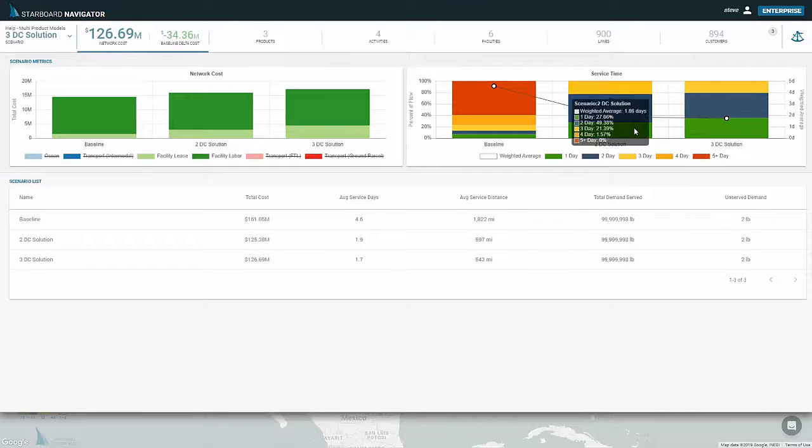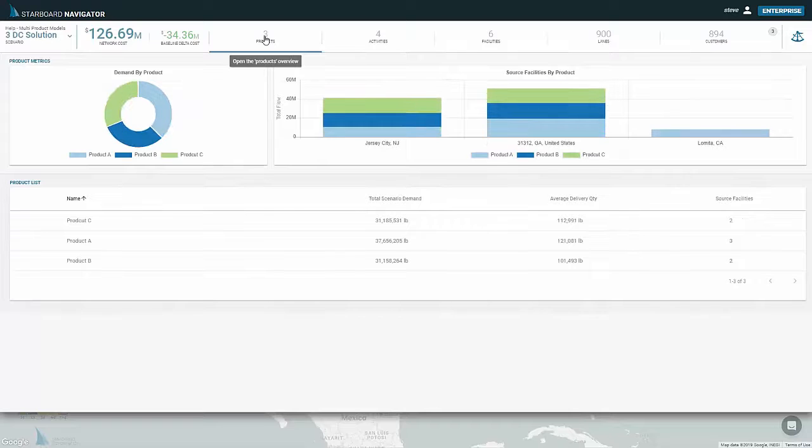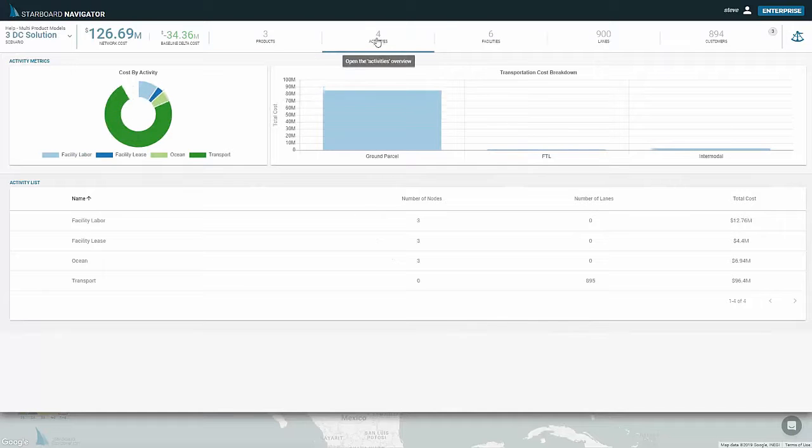So I can look over here and see what percentage of my demand is in any given distance. Now, anytime you'll also have a table with your tabular data at the bottom. And as I move from left to right across the scoreboard, I can look at my products. What's their cost? Where do they come from? What's the service amount? Activities: what activities are in this model, and dig down into them.